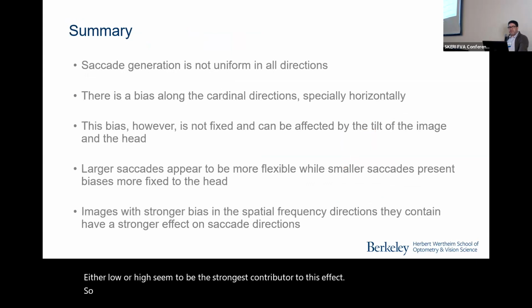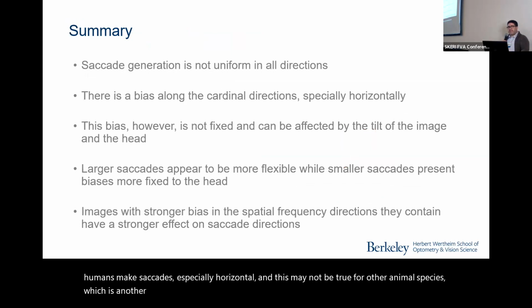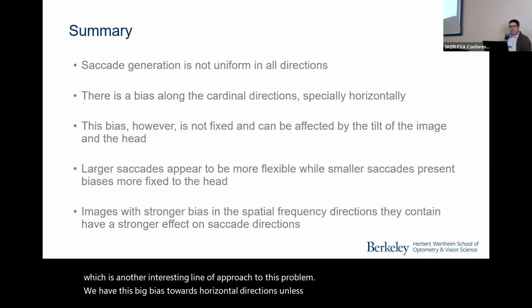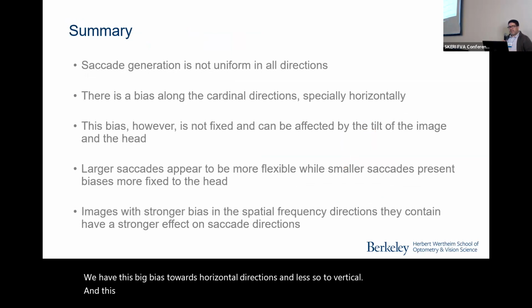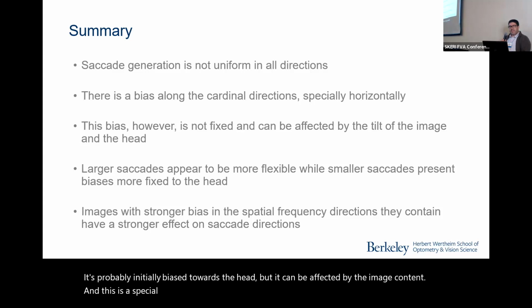So to summarize, today we've shown that saccade generation is not uniform in all directions. We humans make saccades especially horizontal, and this may not be true for other animal species, which is another interesting line of approach to this problem. We have this big bias towards horizontal directions and less so to vertical. And this bias is not really fixed, neither to the head or the world. It's probably initially biased towards the head, but it can be affected by the image content. And this is especially true for larger saccades.